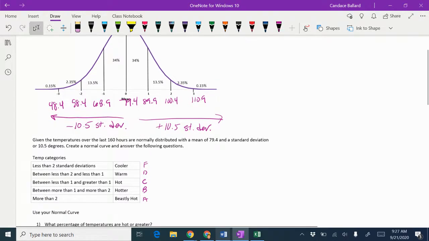Okay, so this is saying that I'm supposed to label less than 2 standard deviations cooler. That means right in here, I am labeling as cooler. Okay. Go ahead, Matt.